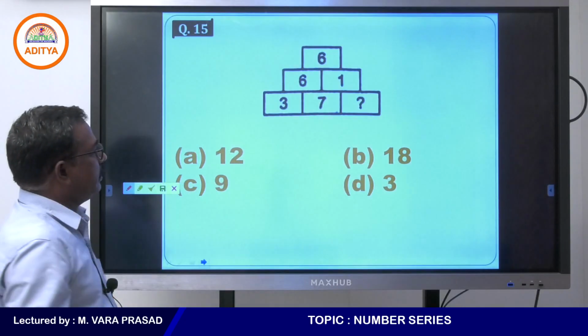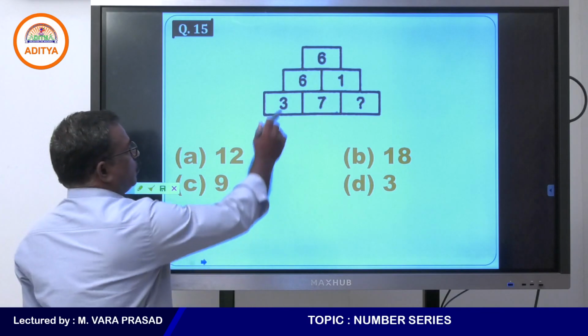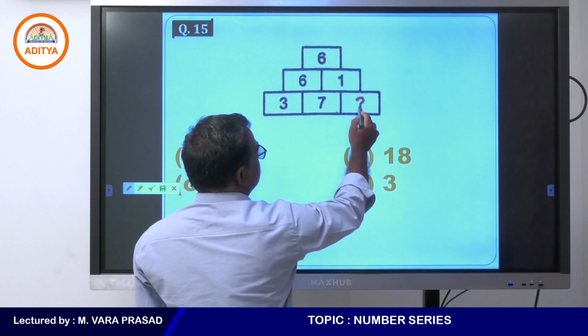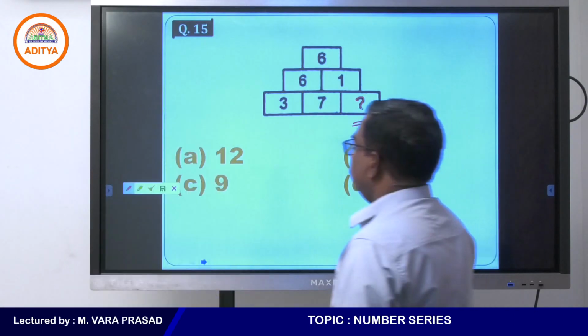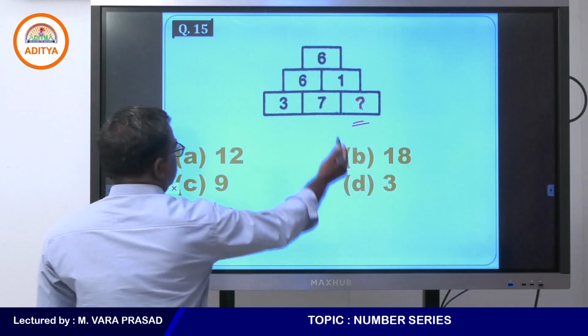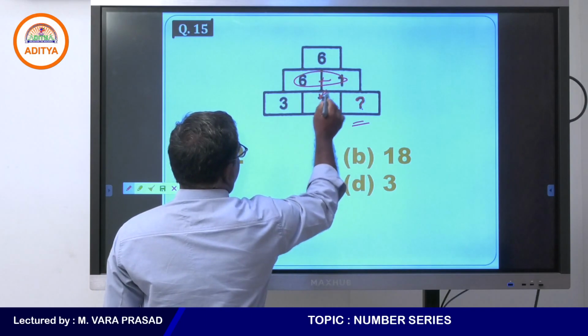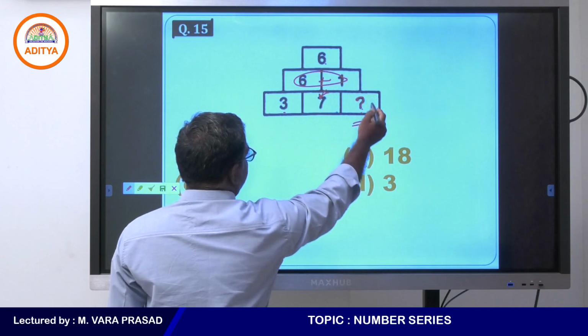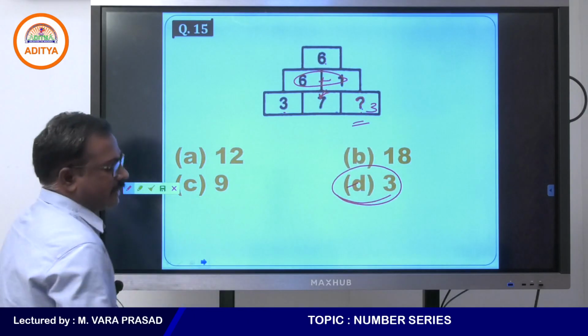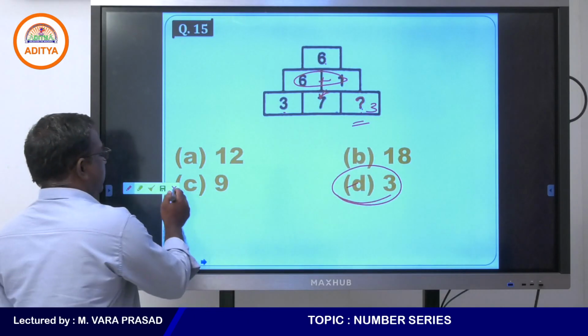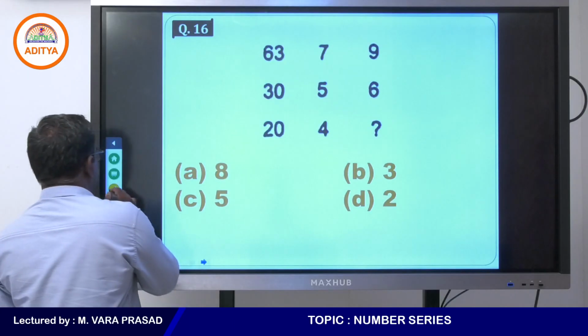See this one carefully. 6, 6, 1, 3, 7 and a question mark is given here. What will you get in the place of the question mark? The previous question we can use here. 6 plus 1 is 7, and 3 plus something will be 6, that is 3. 3 plus 3 is 6. We can go for the next question.